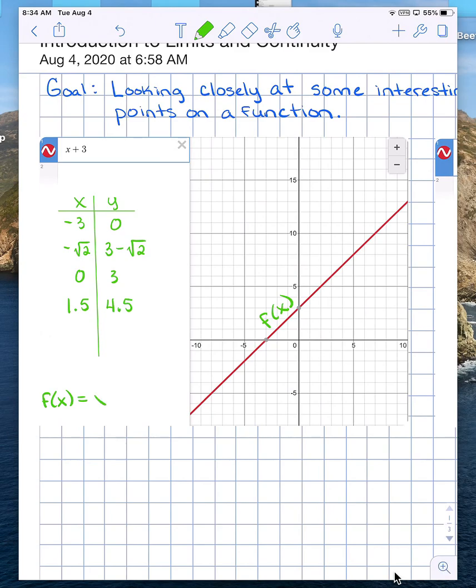Sorry about the clicking. If you hear clicking, it's my Apple Pencil on the iPad. You're going to have to get used to that one. Sorry, because I love my Apple Pencil, especially with Notability.